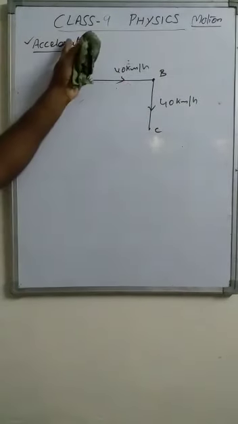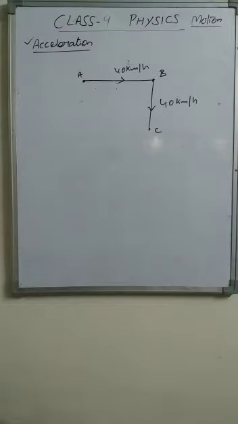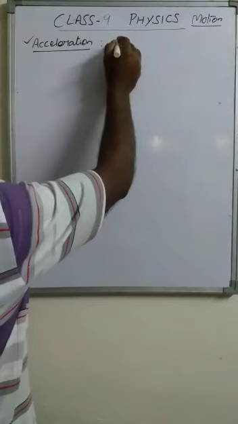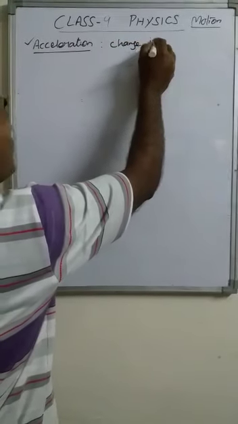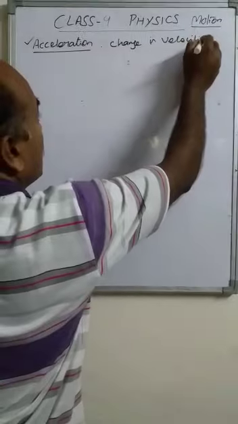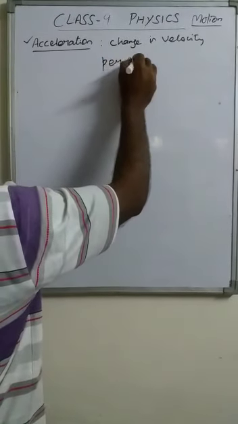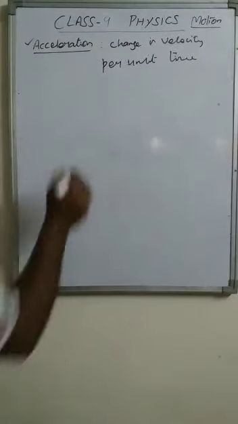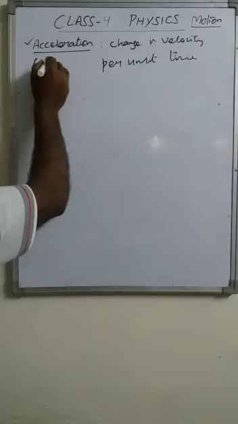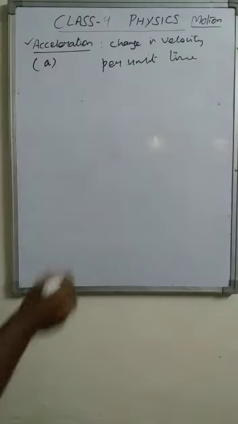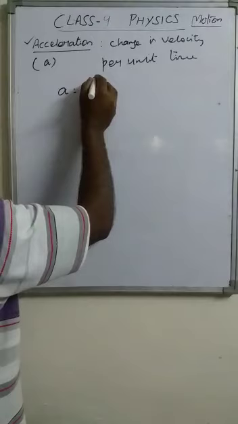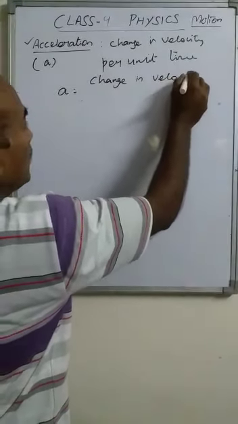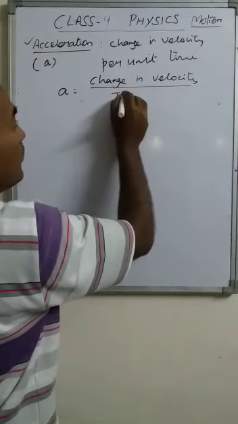So here also what is produced? Acceleration is produced. Acceleration is simply the change in velocity per unit time. It is represented by the symbol a, small letter a, we use. So the acceleration is change in velocity upon time.